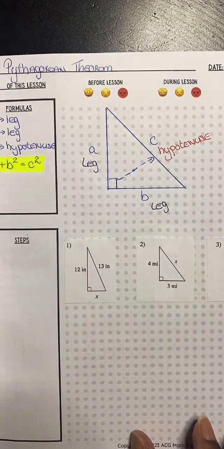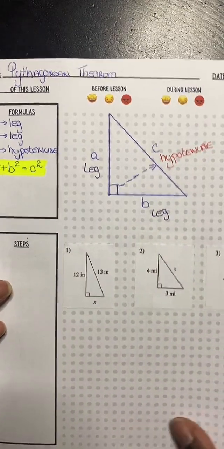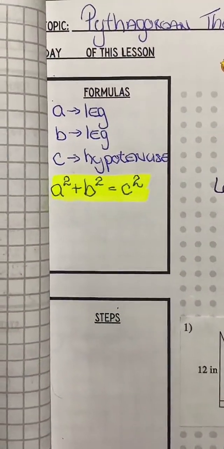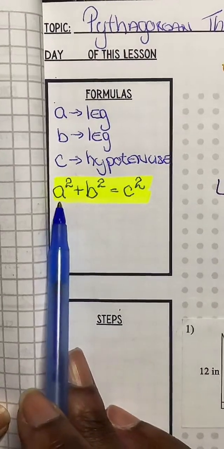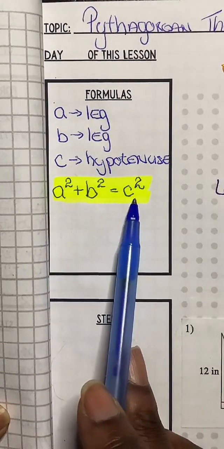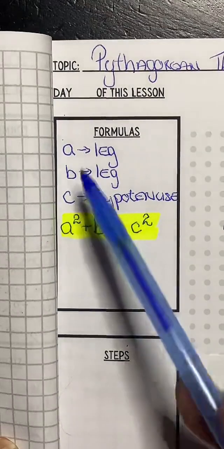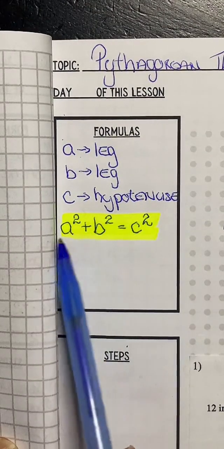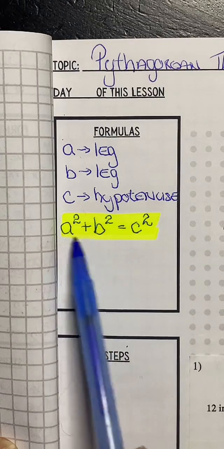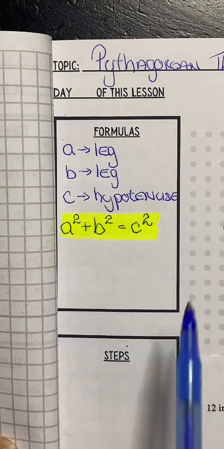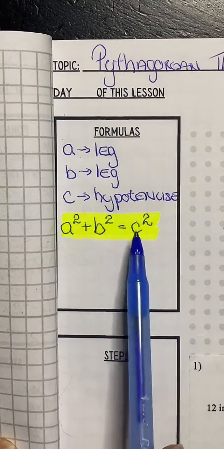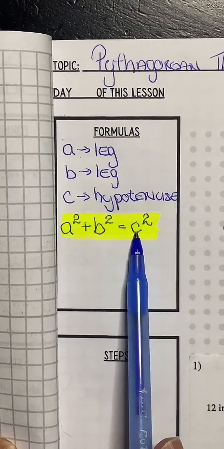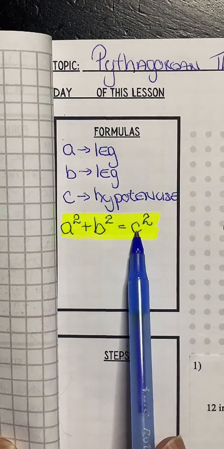So the formula for the Pythagorean theorem, let me zoom in right here for you, is a squared plus b squared equals c squared. The a and the b are both your legs. They're interchangeable, so it doesn't matter which one is a and which one is b. However, your longest side, your hypotenuse, is always going to be your c, regardless of what happens.